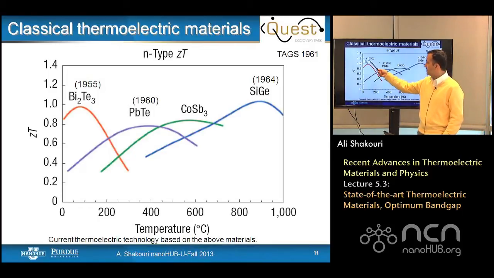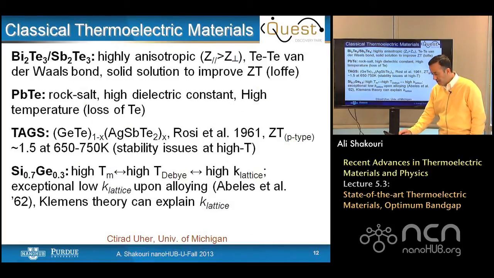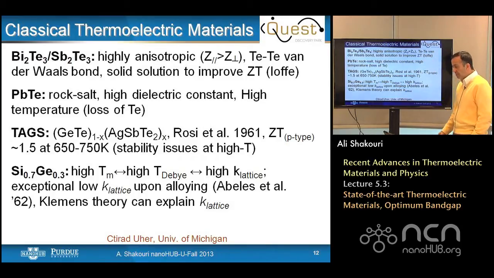Bismuth telluride, first discovered in 1955, Joffe and Goldsmith. Lead telluride, 1960s. Silicon germanium, 1964. Rossi's TAGS, which I will describe, 1961. So this is the date they were developed. Here you can see some general observations from Sidney Uher's lecture at APS in 2006.